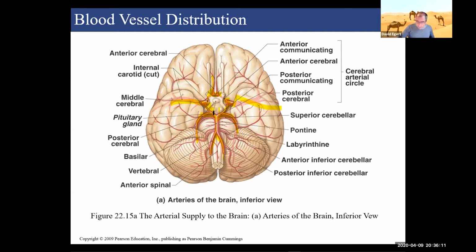So, circle of Willis. You should know it. You should know the circle of Willis. It's kind of a classic anatomy thing.